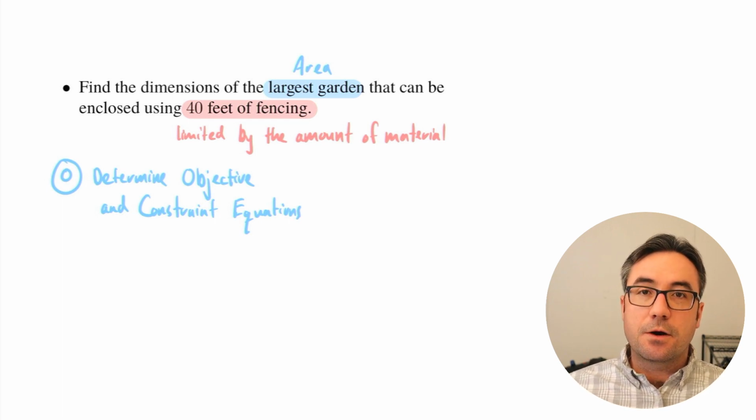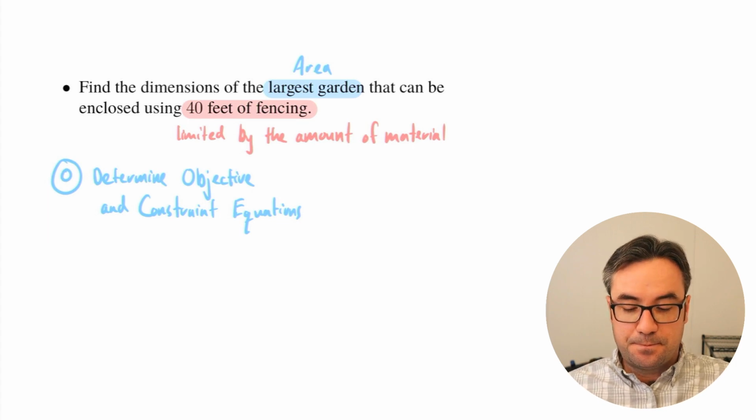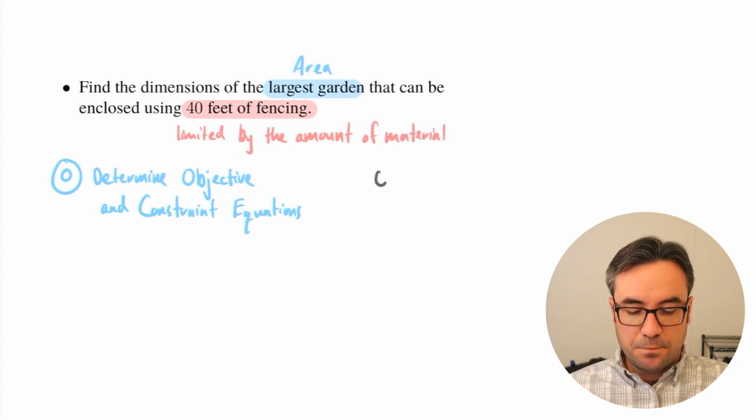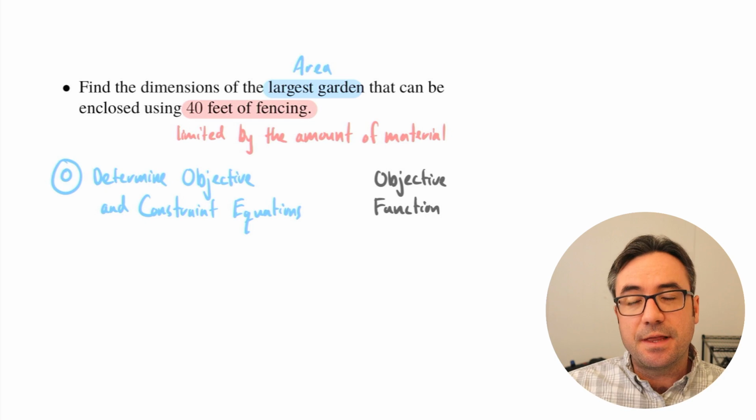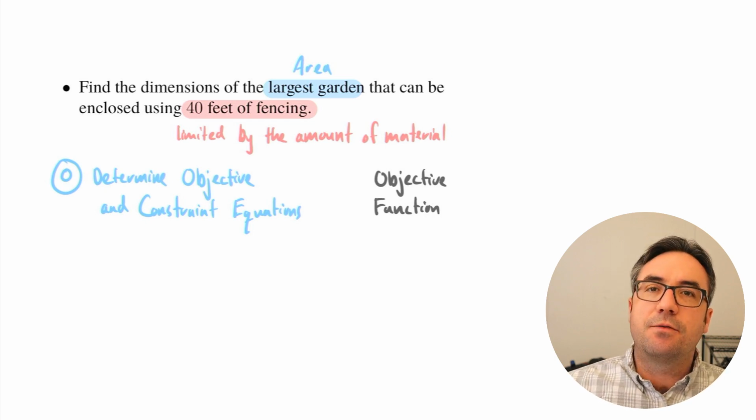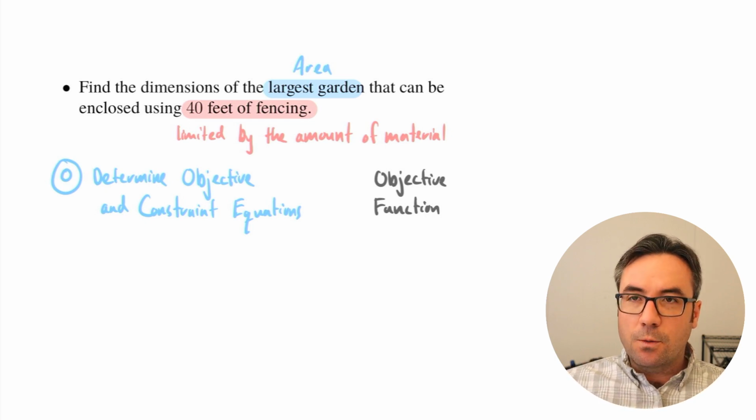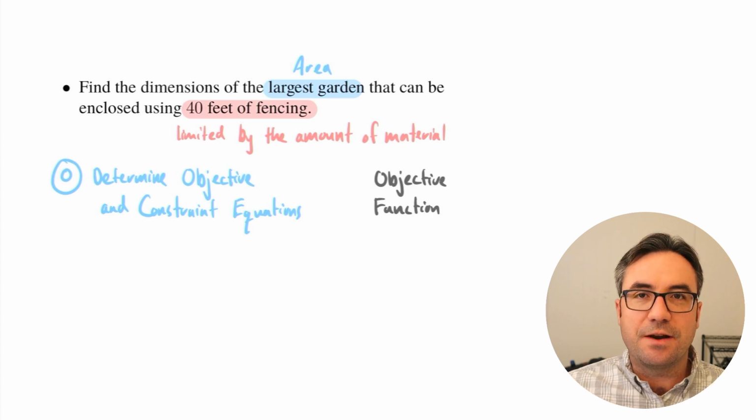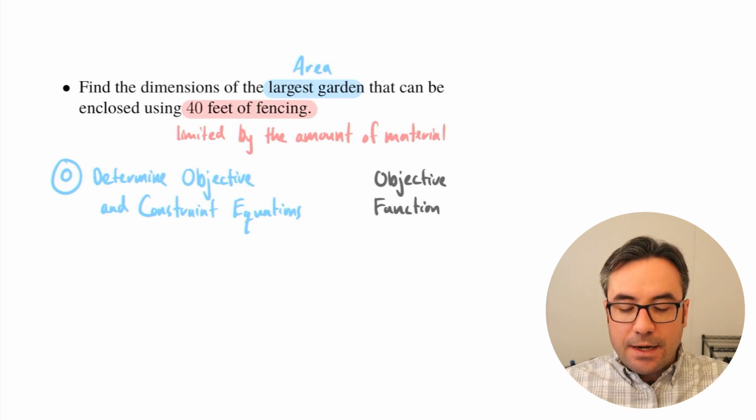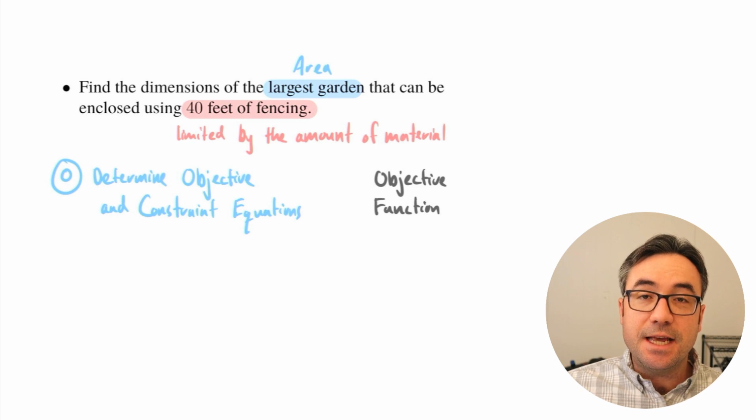Let's start with our objective. So our objective function. What is our objective function? Well, the objective function is the thing that we want to optimize. This is the thing that we either want to find the maximum of or the minimum of. So if we go back to our wording here, we want to find the largest garden. So it's that largest. We're trying to find a maximum here. And the quantity that we're trying to maximize is the area.